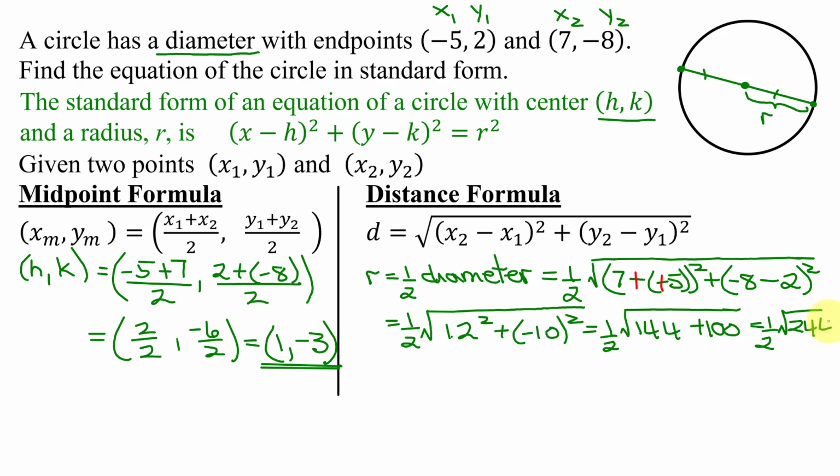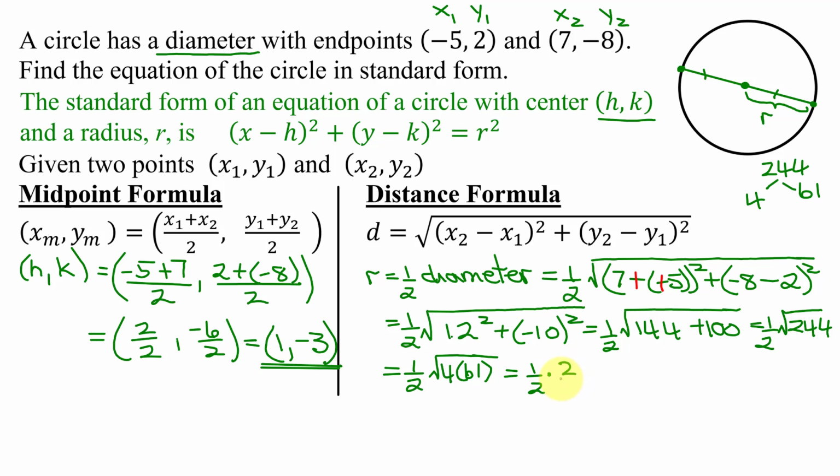244. I need to simplify this a little bit. 244, I'm going to write it up here. Can I factor out a perfect square? Yes, it's divisible by 4. It's 4 times 61. So I'm going to have 1/2 times the square root of 4 times 61, which equals 1/2 of the square root of 4 is 2.